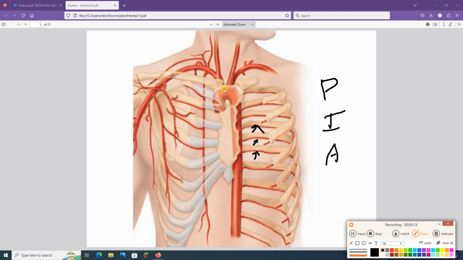I do see the three vessels I mentioned earlier coming off of the aortic arch. I do see my brachiocephalic artery. I just put a dot on him. There's my left common carotid, and there's my left subclavian. So brachiocephalic, left common carotid, left subclavian.